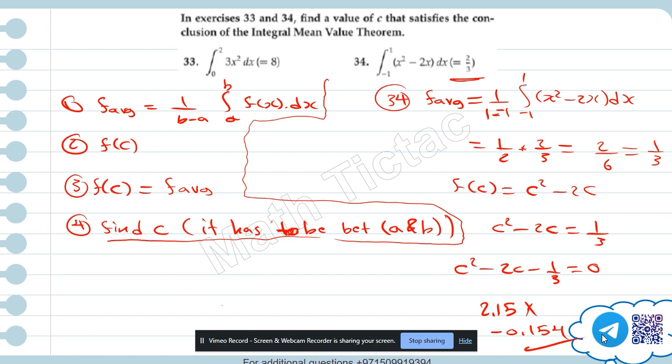So this is how we can use the integral mean value theorem in the first part, and how to find the value c that satisfies the conclusion of the integral mean value theorem.